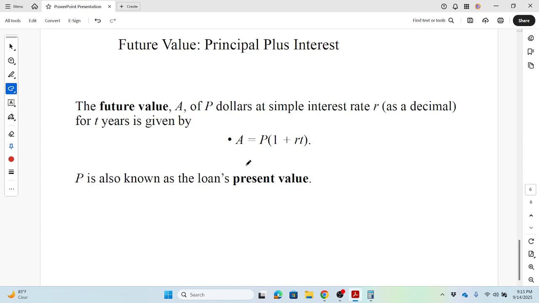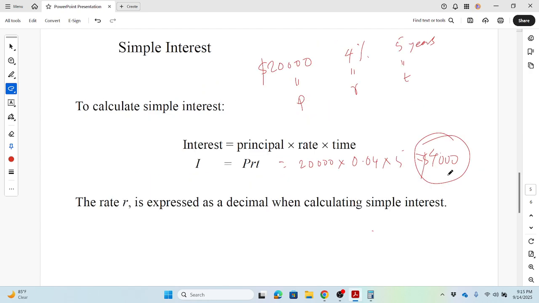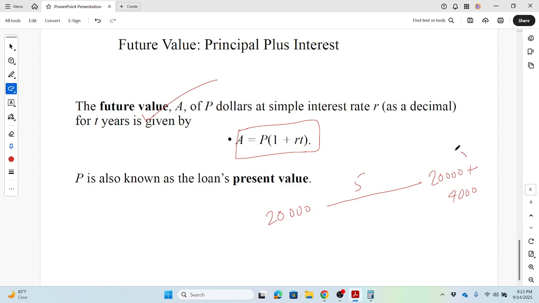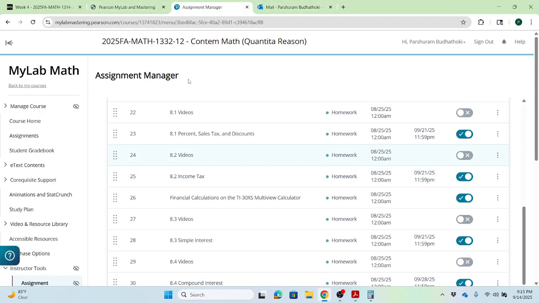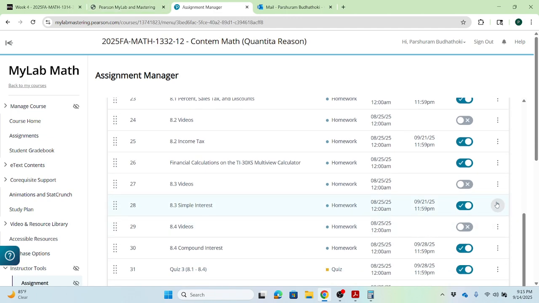So now eventually after 5 years, how much money are you going to get? That's called the future value. So you invested 20,000 today, and after 5 years you get 20,000, which is your original principal, plus that 4,000, which is from interest, and altogether that's called the future value, and this is the formula for future value. Okay, so very simple. Let's look at some problems here.